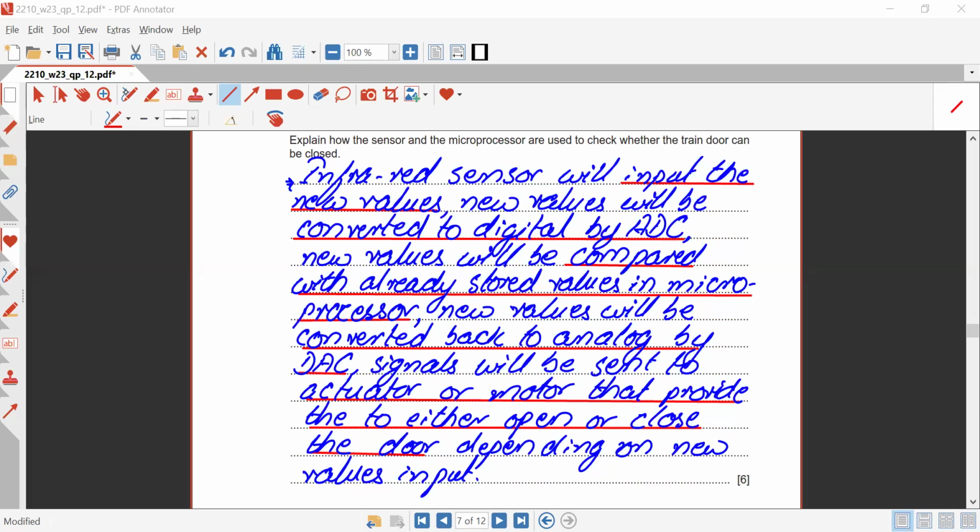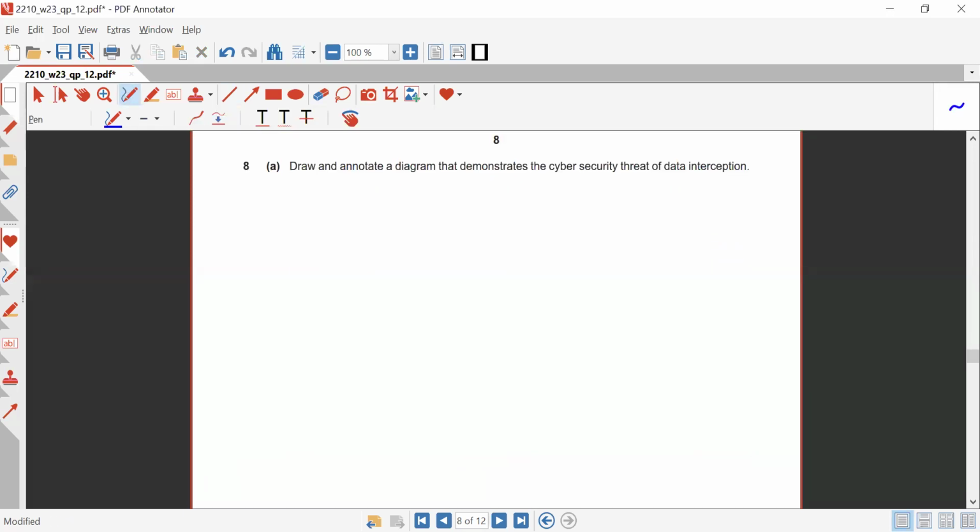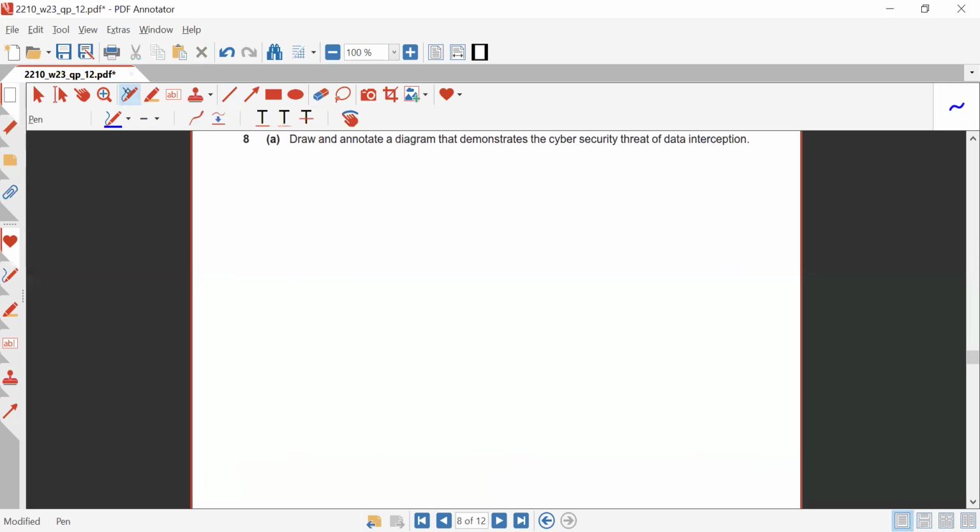Okay, now moving ahead to the next question. Over here they are saying draw and annotate a diagram that demonstrates the cyber security threat of data interception. Once you are sending the data from one end to another end, that means from the sender's end to the receiver's end, what could be the issues, or how is your data going to be intercepted? For this interception, we can demonstrate a diagram over here.